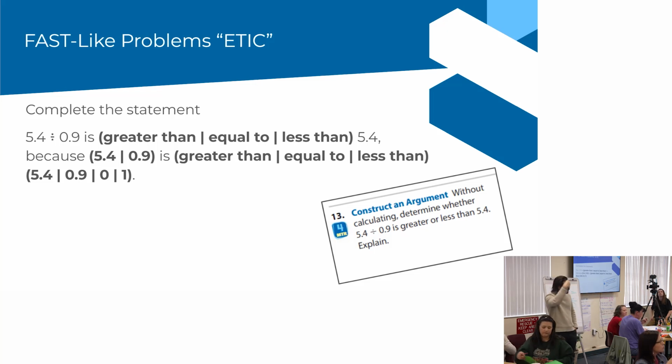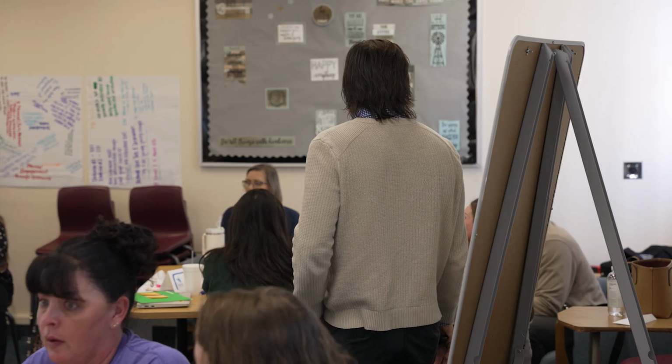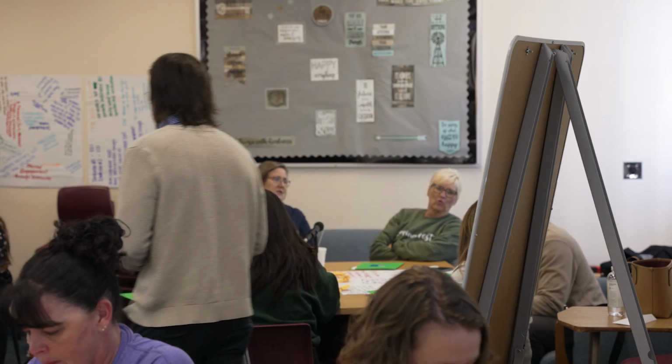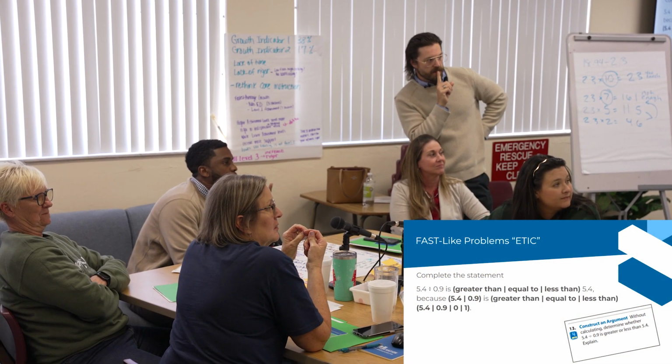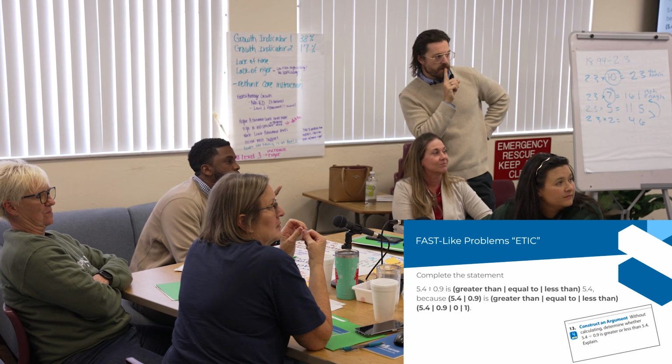So as a group, on one sticky note, I want you to talk about this problem and complete this statement for me: 5.4 divided by 0.9 is blank 5.4 because blank is blank blank. A lot of blanks. So as a group, talk about it, complete that statement, jot it down on a sticky note. All right, so what do we have? What's our statement? I think it's 5.4 divided by 0.9 is less than 5.4 because 0.9 is less than 1.